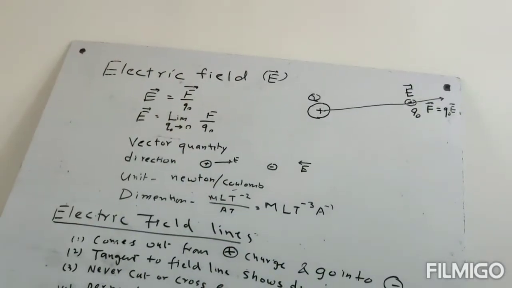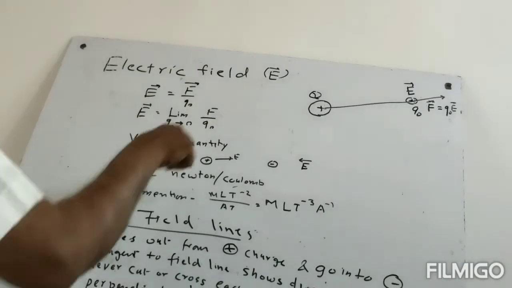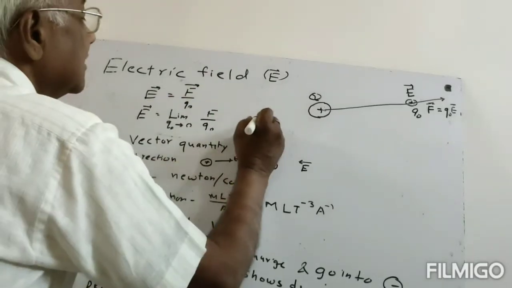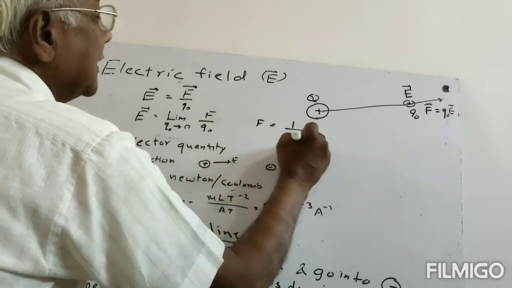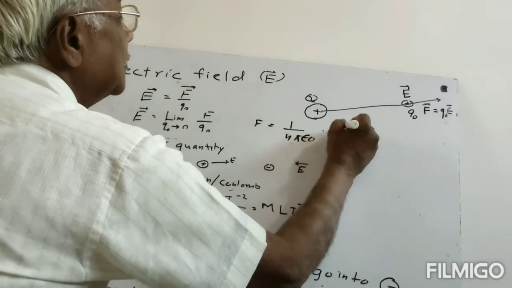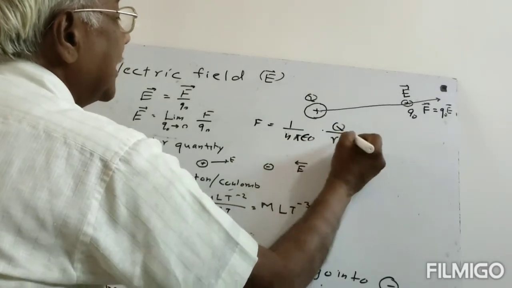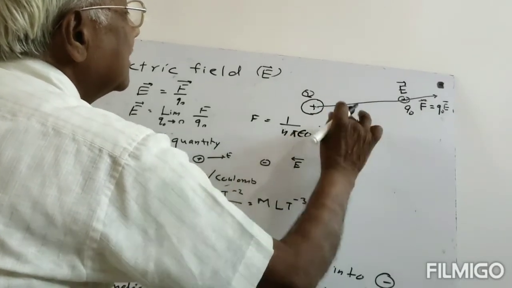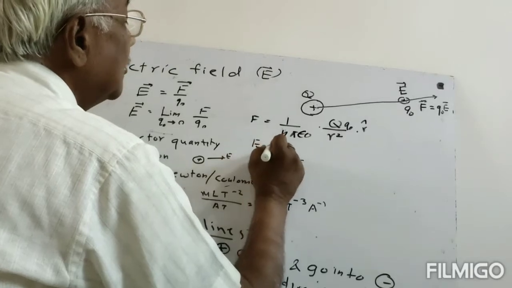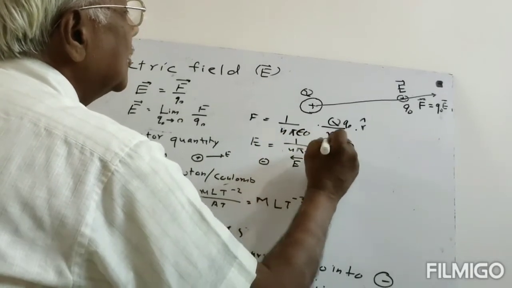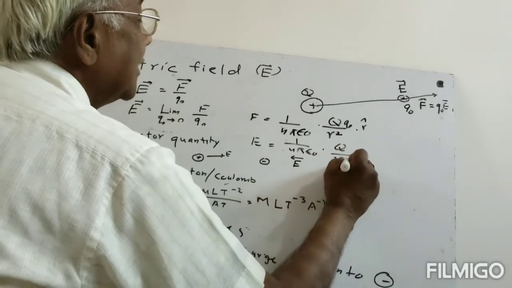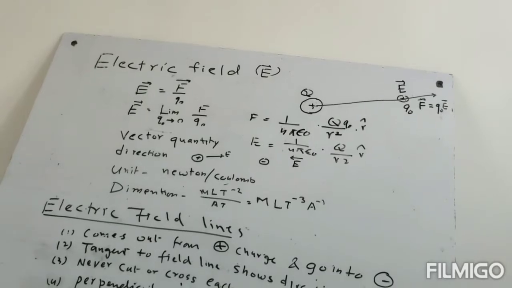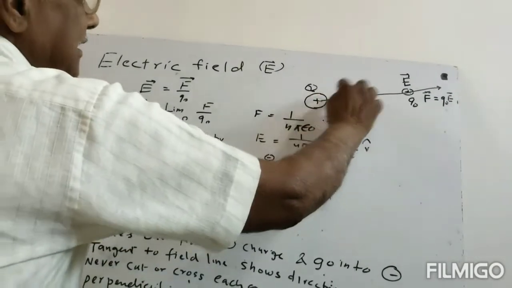Now we can find the value of F. F will be equal to 1 by 4 pi epsilon 0 into Q charge divided by R square into R cap into Q0, and so E will be equal to 1 by 4 pi epsilon 0 Q divided by R square into R cap, where R cap is the unit vector in the direction of the line joining the capital Q charge and the small q charge.